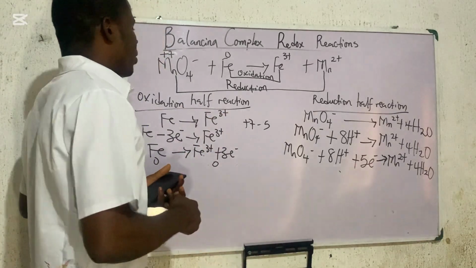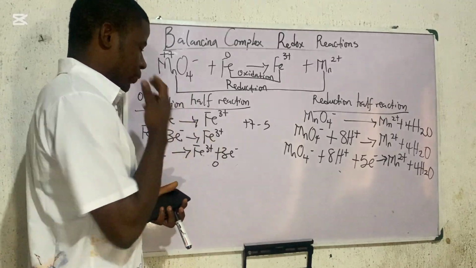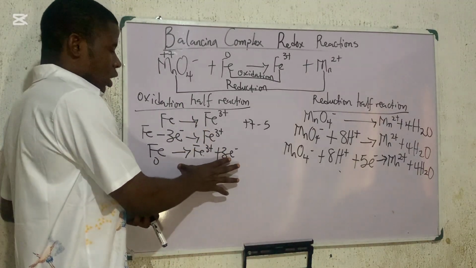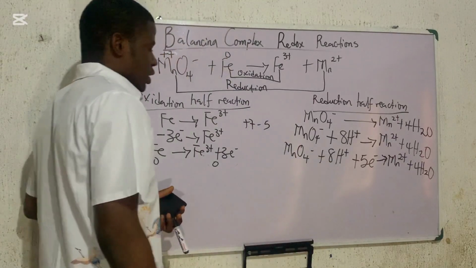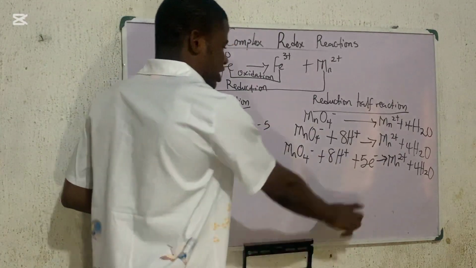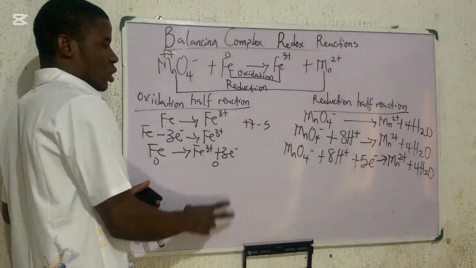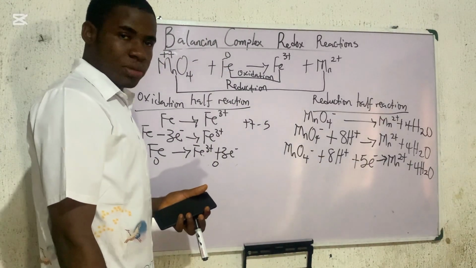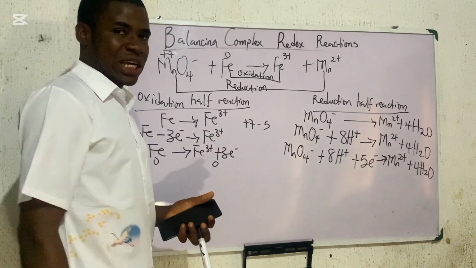Now, getting the overall reaction is just like simultaneous linear equations. I have to combine equation 1 and equation 2. What do I have on the oxidation and equally on the reduction? I can see electron on the reduction, and I can equally see electron on the oxidation side. Does it make sense? Now I need to balance, I need to cancel them out. That's the idea.